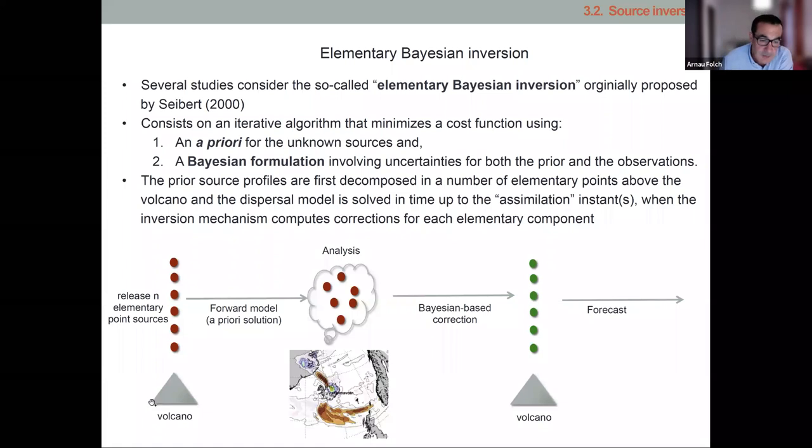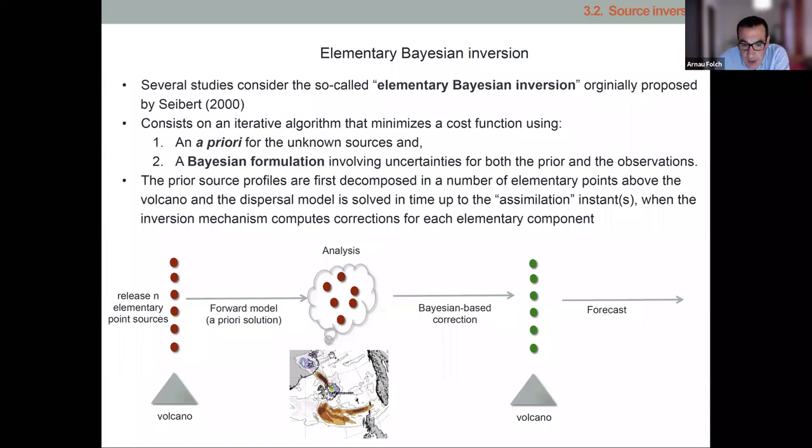So the idea is, imagine that we have a volcano, and then we release from this volcano a series of point sources, okay? So I just draw here six sources, but actually we have to use hundreds of them, okay? And then, with this vertical profile, this is a guess profile, we have to assume that this is the a priori source, we run the model up to the analysis time.